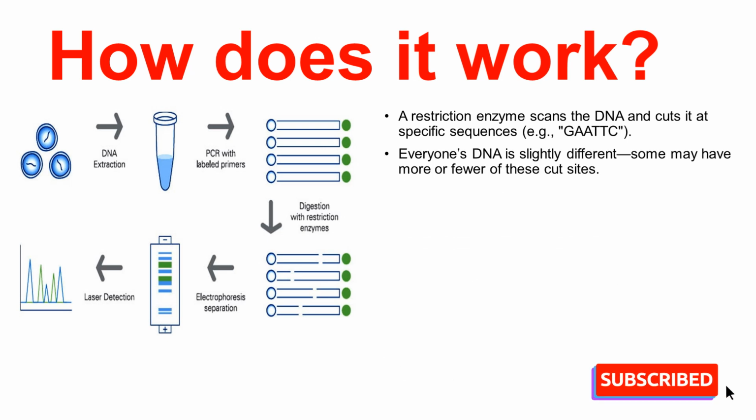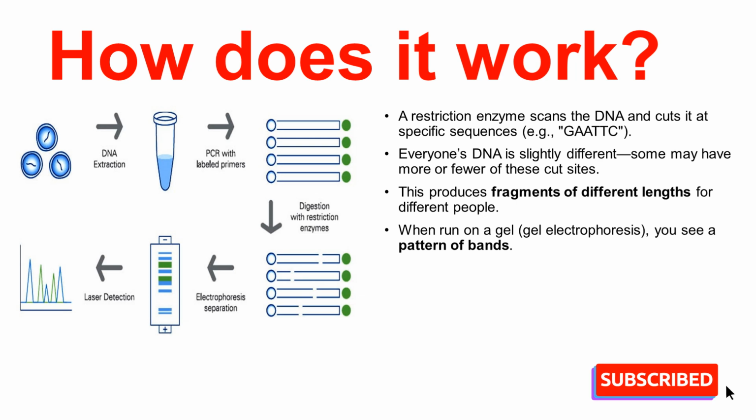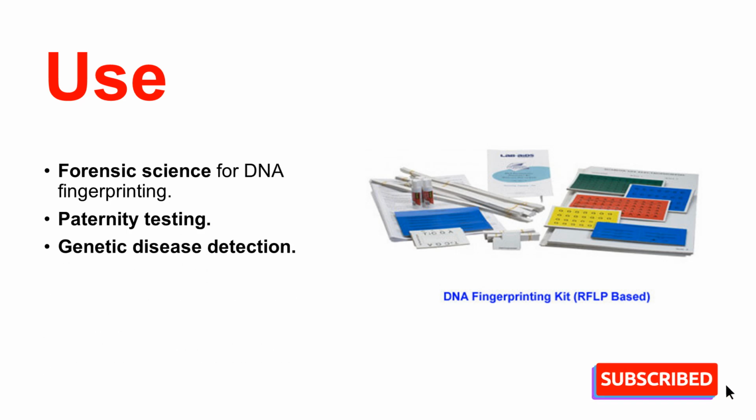Everyone's DNA is slightly different. Some may have more or fewer of these cut sites. This produces fragments of different lengths for different people. When run on a gel electrophoresis, you see a pattern of bands. These patterns are unique to each person, just like a fingerprint. Used in forensic science for DNA fingerprinting, paternity testing, genetic disease detection.